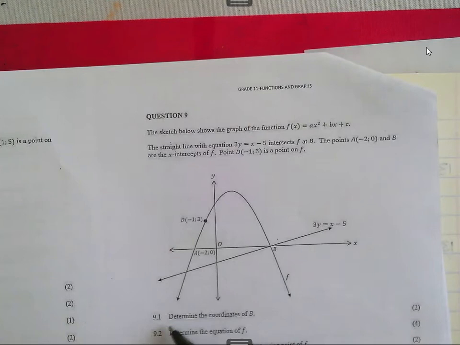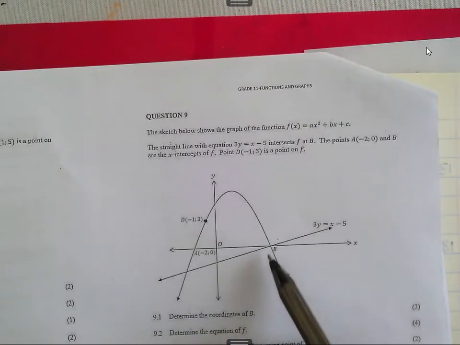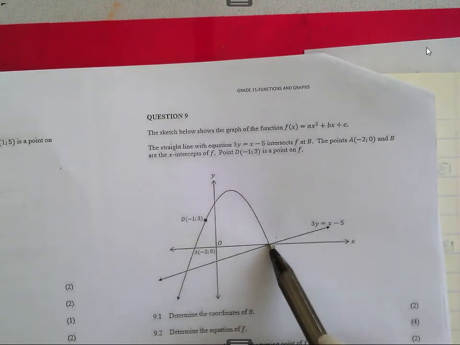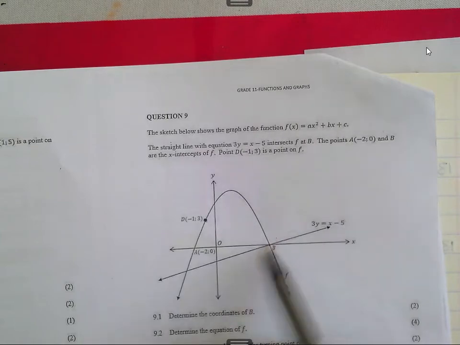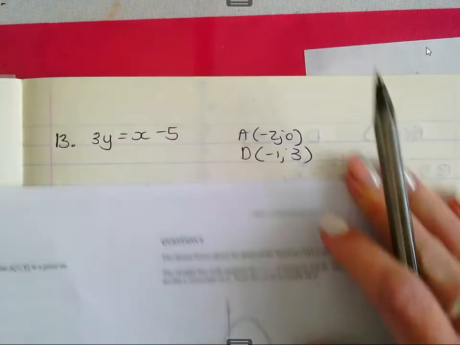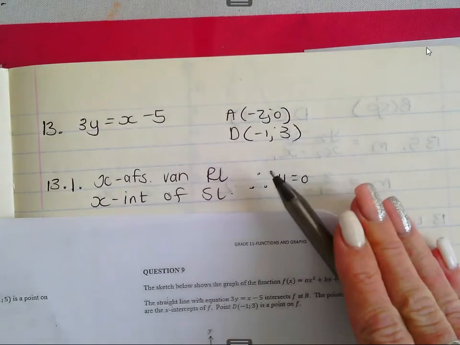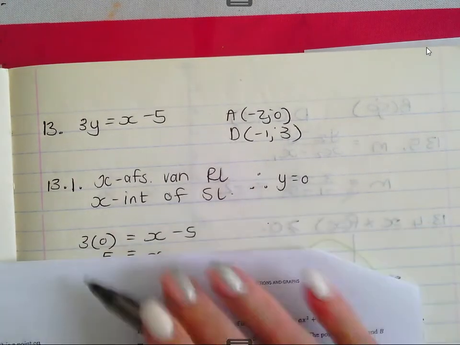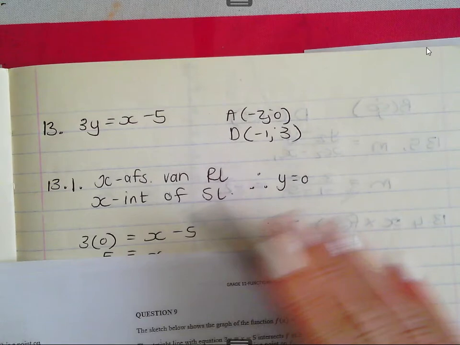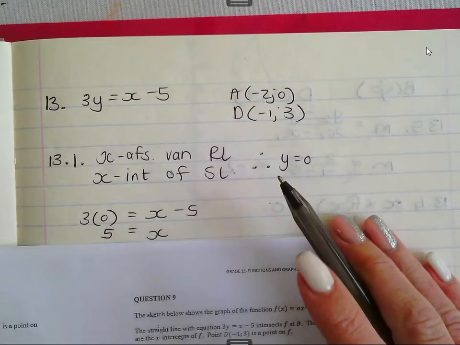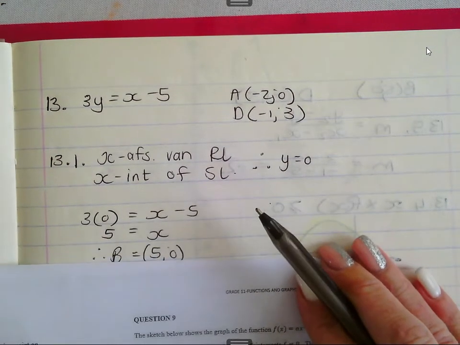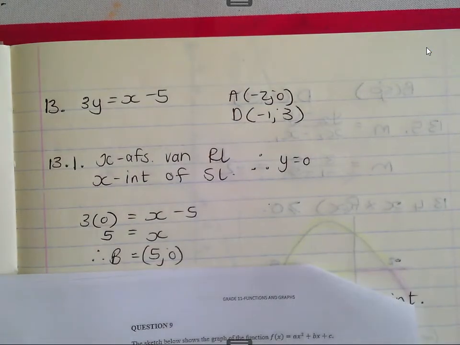So they asked you firstly to determine the coordinates of B. You had to see that it's a critical point on the straight line. It's the x-intercept. So I said it's the x-intercept of the straight line, therefore y will be 0 there. I substituted it into the straight line. You could have taken the straight line to standard form first if you preferred that, but then you find B to be (5, 0).